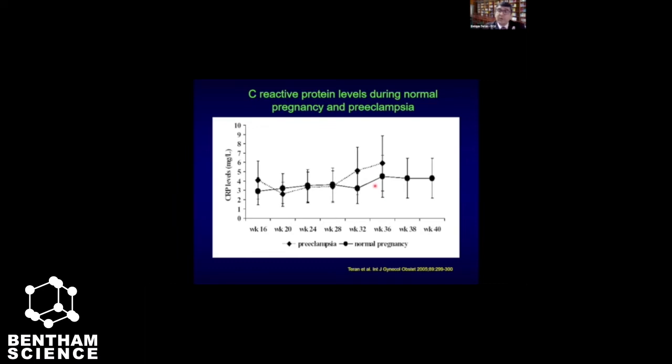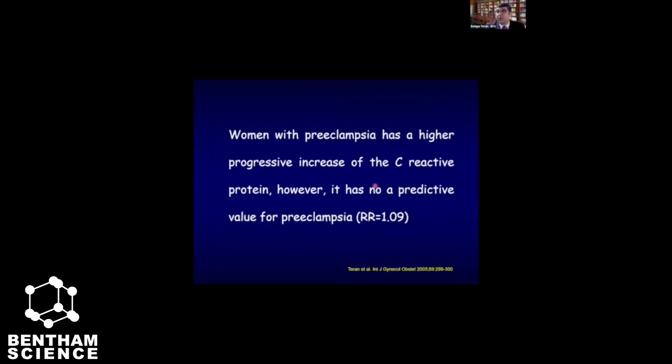So probably what we were looking at with CRP was a consequence of the state at the end and was not something that can predict. And that was our conclusion, that women with preeclampsia had higher levels of CRP at the beginning of pregnancy, but that is not a predictive value for later onset of preeclampsia.